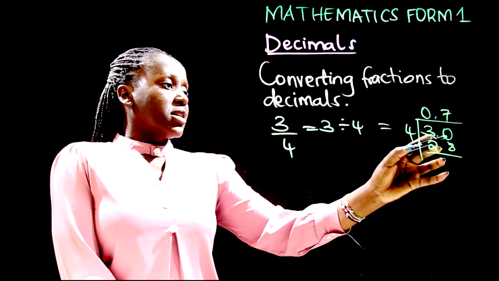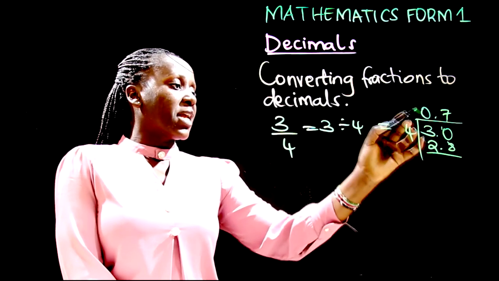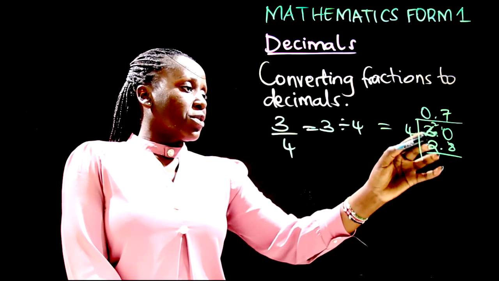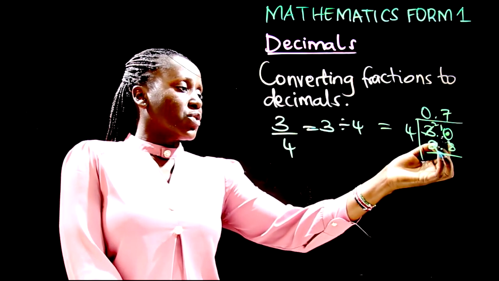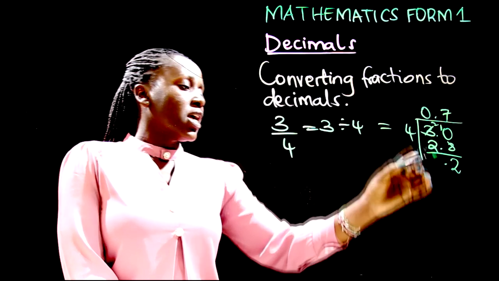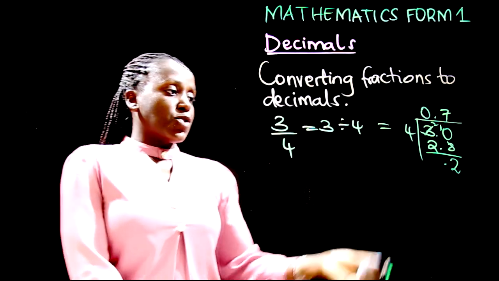Then now we subtract. 0 minus 8, you can't do that, so we borrow 1 here to remain with 2. Then this is 10. So 10 minus 8 will be equal to 2. 2 minus 2 is 0. So now we just have 0.2.